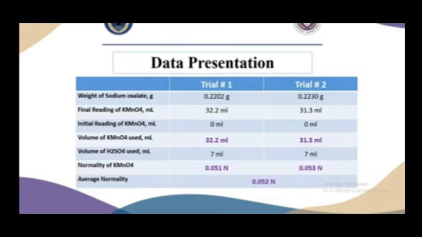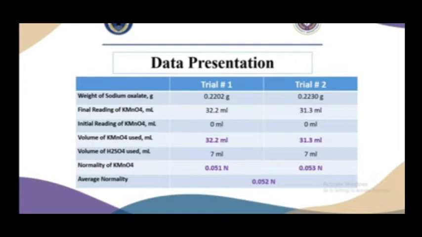And for the normality, trial 1 has 0.051 normality and 0.053 normality for trial 2. And for the average normality of both trial 1 and trial 2, the result shows 0.052 normality. So if you're wondering where the answers came from, this will be further explained by the next reporter.